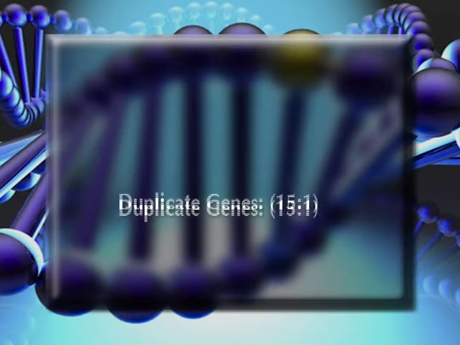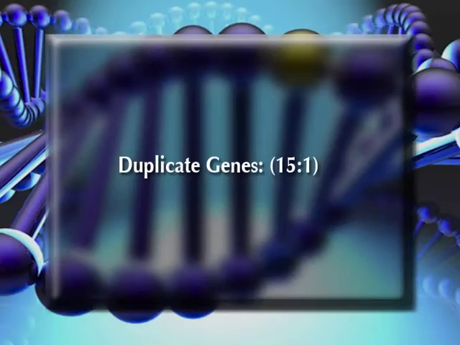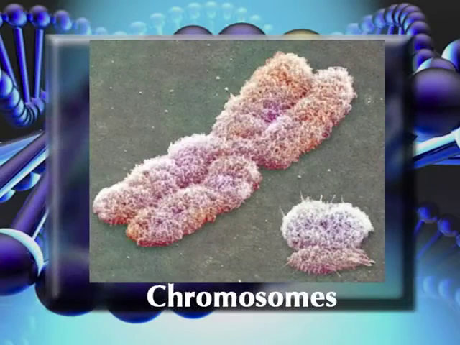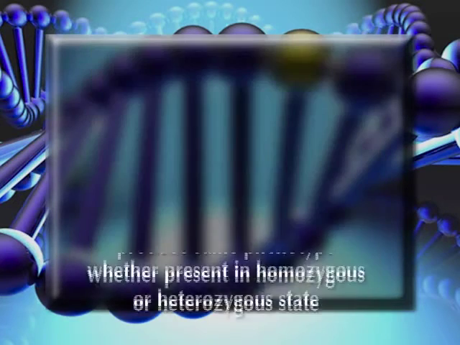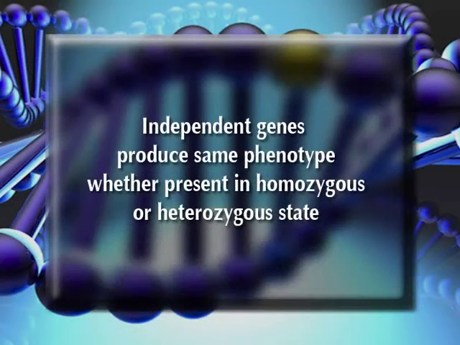Number one, duplicate genes. Duplicate genes are two or more independent genes present on different chromosomes which determine the same or nearly the same phenotype, so that either of them can produce the same character. The independent genes do not have a cumulative effect. They produce the same phenotype whether present in homozygous or heterozygous state.